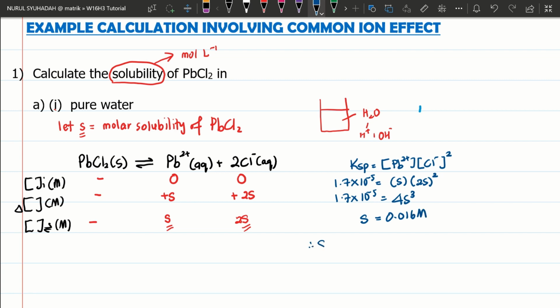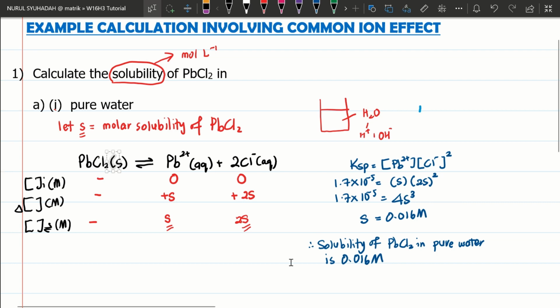Kita kata solubility, conclusion ni awak kena buat. Statement yang terakhir ni awak kena tulis of PbCl2 in pure water is 0.016 molar. Okay. So like I said, statement ni mesti ada. Sebab nanti statement ni yang kita akan gunakan untuk compare dengan the other one. Okay, so let's take a look on the next question.